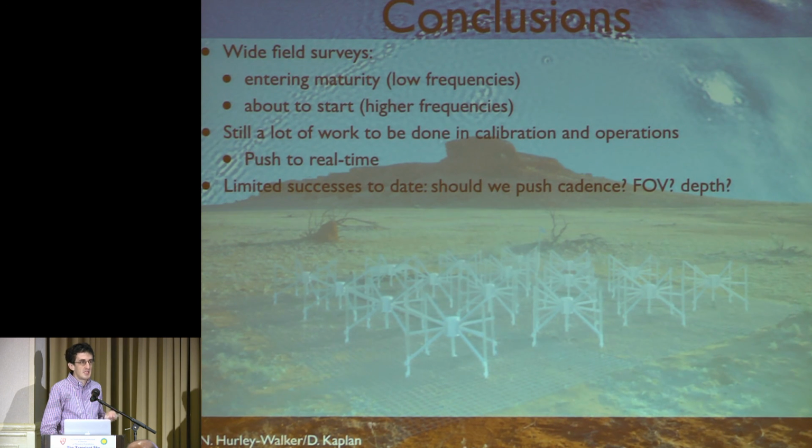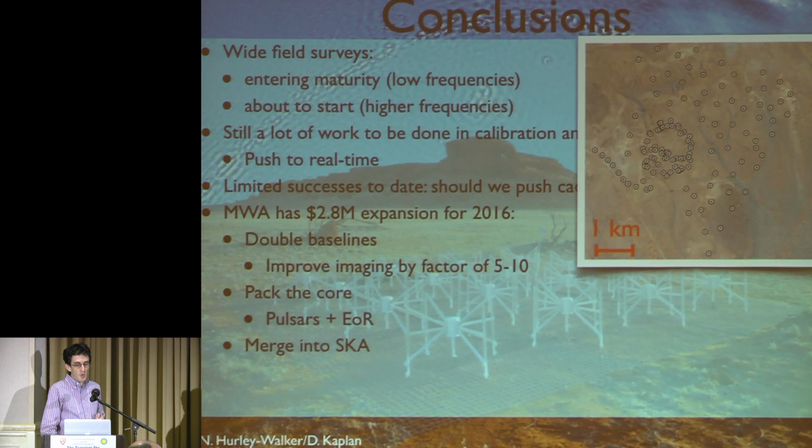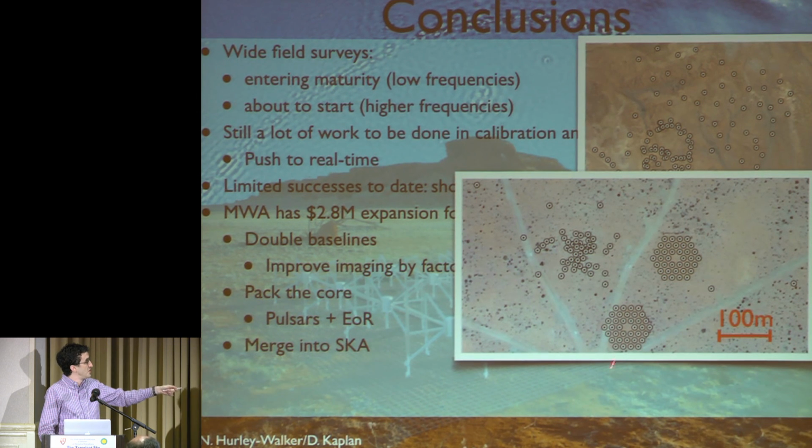Should we push on the cadence, the field of view, the depth, all three? Where do we put our efforts? So the MWA is changing its hardware a bit. We're upgrading, moving from our compact array to an array with double the baselines, which will give us much better sensitivity, and also an array with really compact configurations that will give much better sensitivity to fast transients.